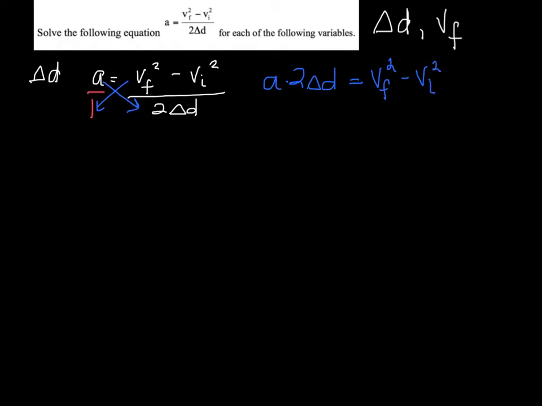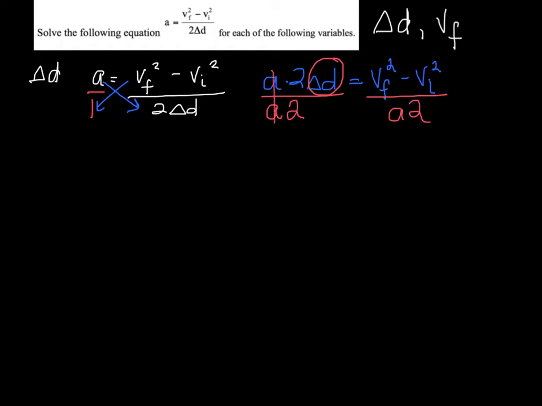Now here's my delta d, and this whole thing is one term. Remember, there's no addition or subtraction which is going to change this term. So I really have a times 2 times delta d. These two things are connected to the delta d by multiplication. So very easily, I can now just divide out the a times 2. But I have to do it on the right side also.